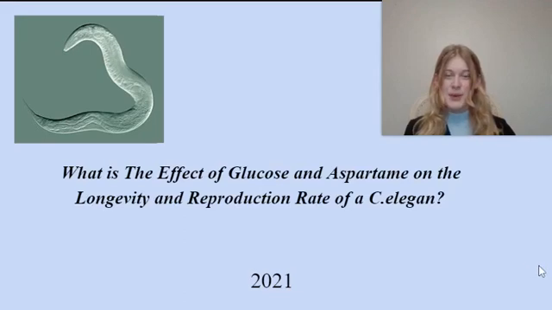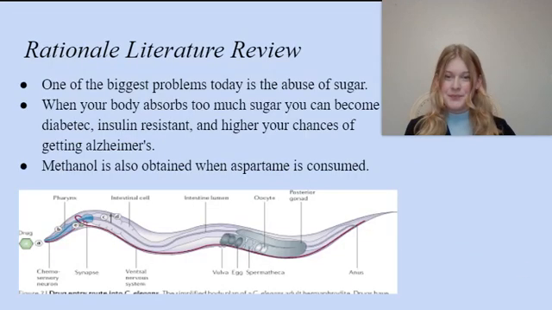My project is, what is the effect of glucose and aspartame on the longevity and reproduction rate of C. elegans? Obesity and diabetes are an enormous problem in the United States. High sugar consumption has been associated with a rise in these diseases, as well as other health problems like heart disease, strokes, and dementia. Alternatives to sugar have been developed, including one of the most popular being aspartame, which is the main ingredient in Equal and NutraSweet.